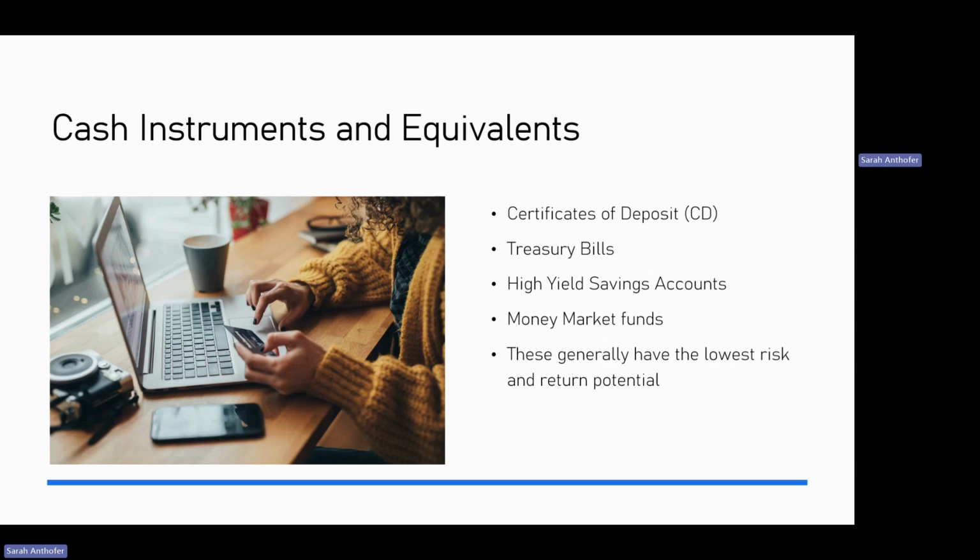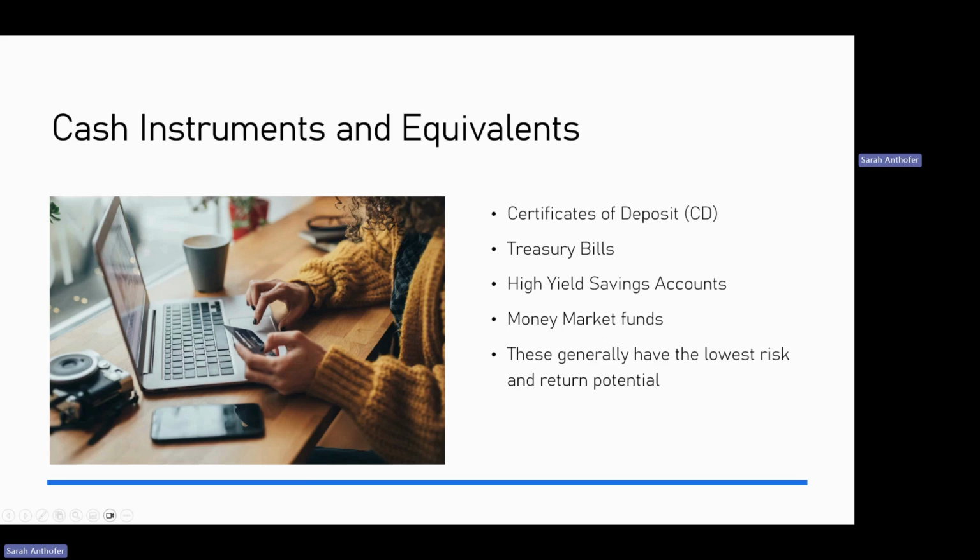First and foremost, we're going to take this from kind of a high level. The first kind of investment that you could be looking to put either your qualified or non-qualified account into would be something like a cash instrument or cash equivalency. So those would be things like certificates of deposit or CDs, treasury bills, high yield savings accounts, money markets.